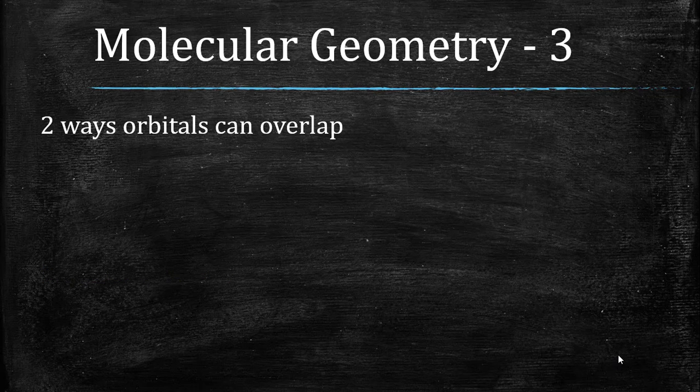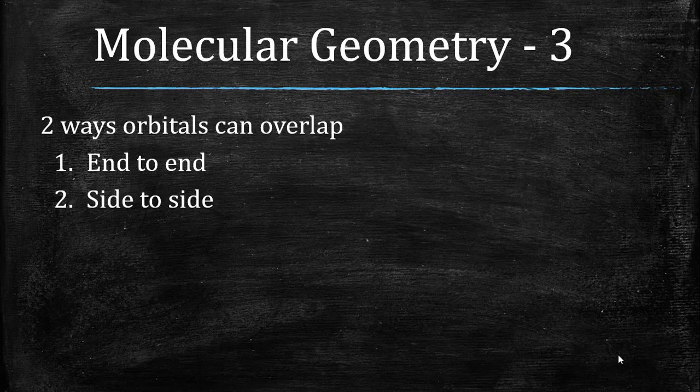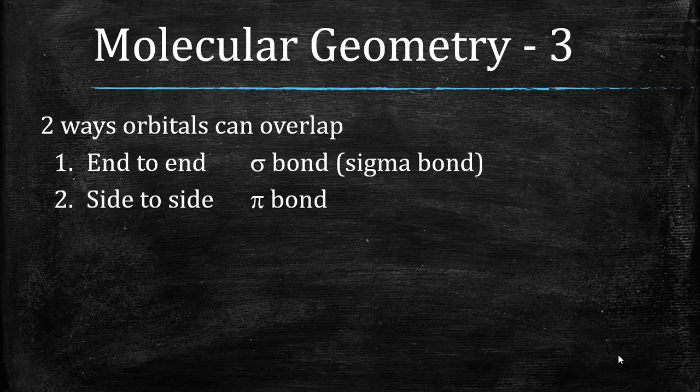It also turns out there are two ways orbitals can overlap. End to end: s orbitals always overlap end to end with other s orbitals, other p orbitals, or other hybridized orbitals. The other way is side to side, and this can only be done with p orbitals. An end to end overlap is called a sigma bond, and a side to side overlap is called a pi bond.